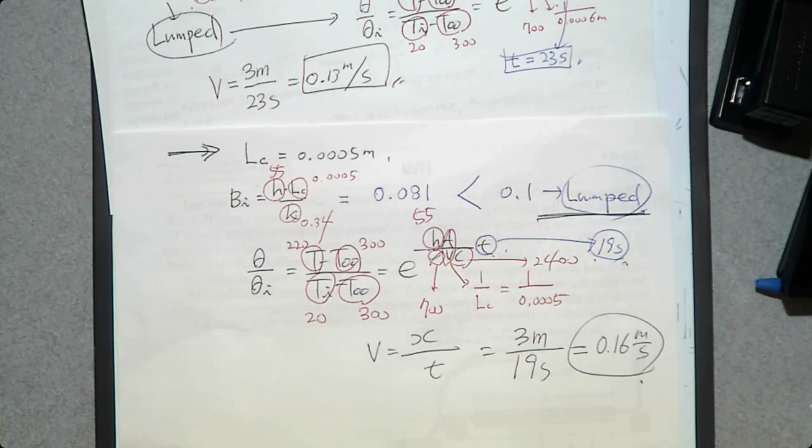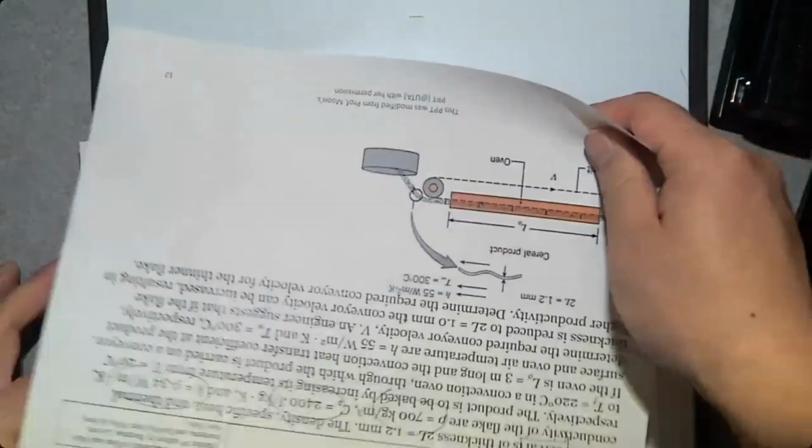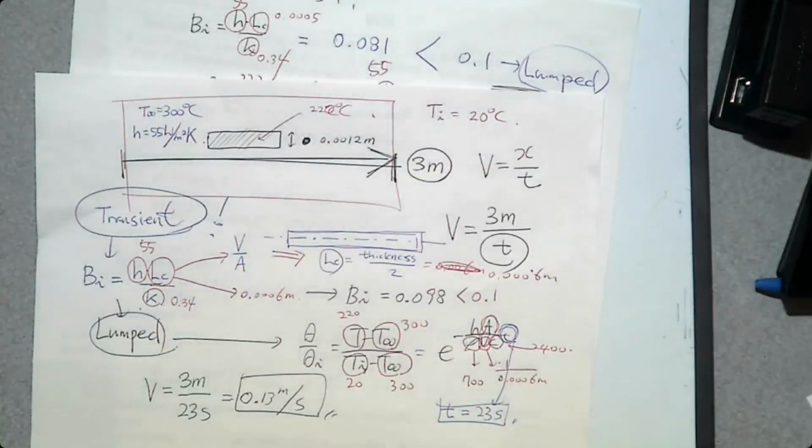The Biot number should be less than 0.1. That is, where is it? Oh, oops. That's interesting. It is missing. It should be somewhere here. Seriously, it's gone.